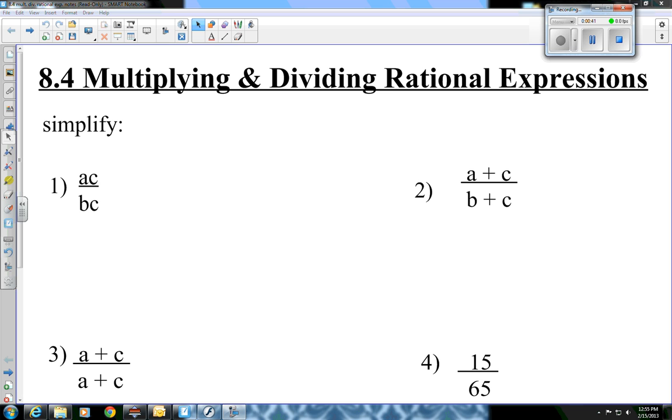8.2 and 8.3 are about graphing rational expressions, rational functions.